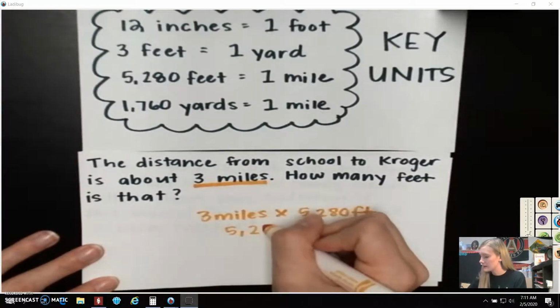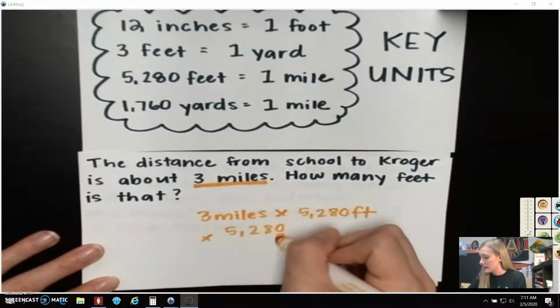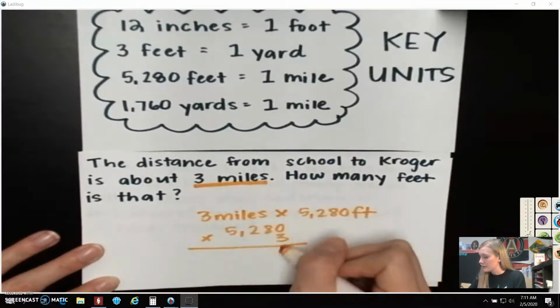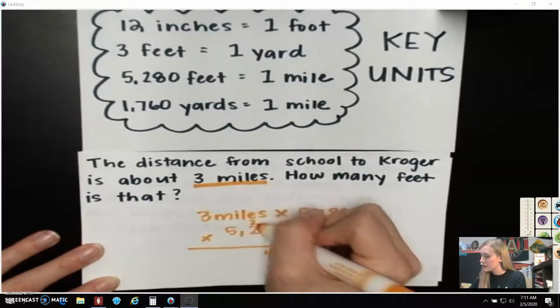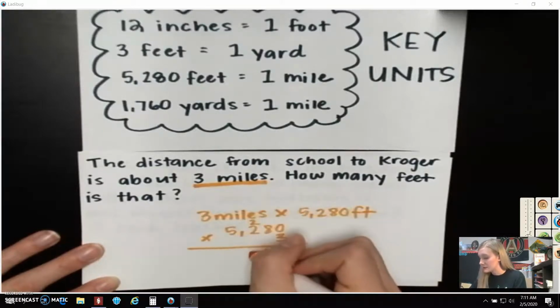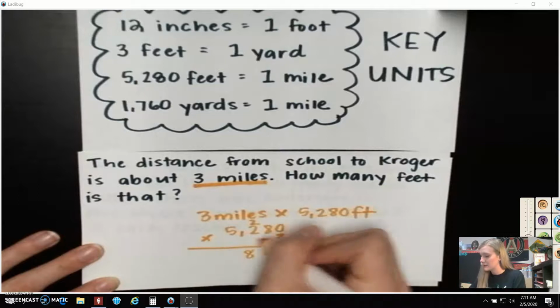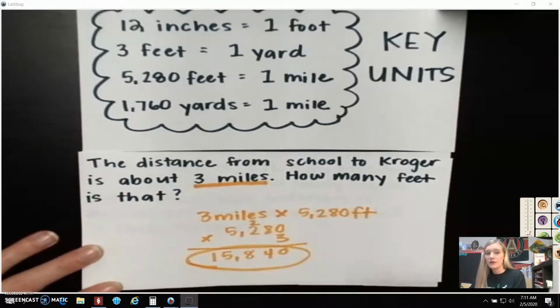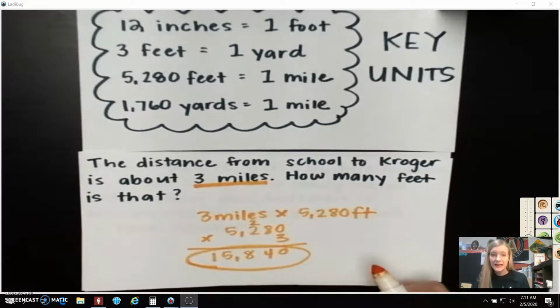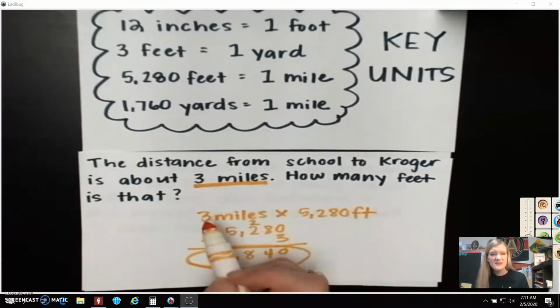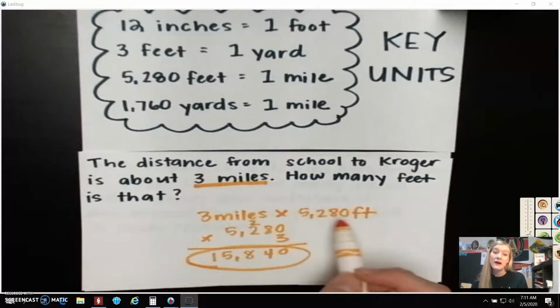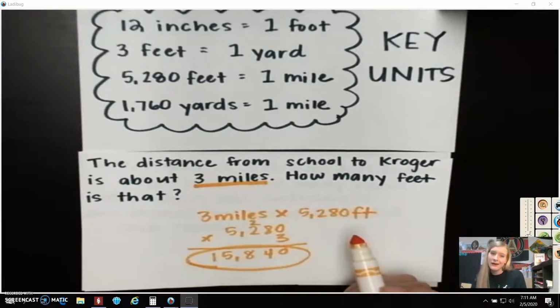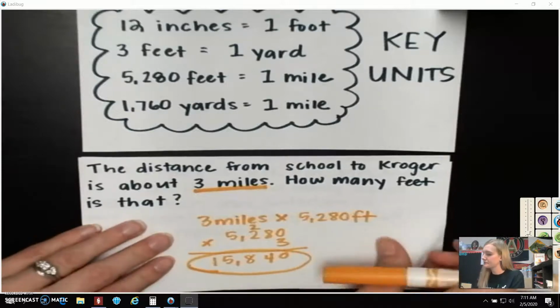So I know how to do this. I'm going to go ahead and set up my algorithm. 3 times 8 is 24. 3 times 2 is 6, plus 2 is 8. 3 times 5 is 15, which tells me that in 3 miles there are 15,840 feet. This makes sense. If I were to estimate this, if this is about 5,000 feet per mile, and I know that I've got 3 miles, my answer should be a little over 15,000, which it is.